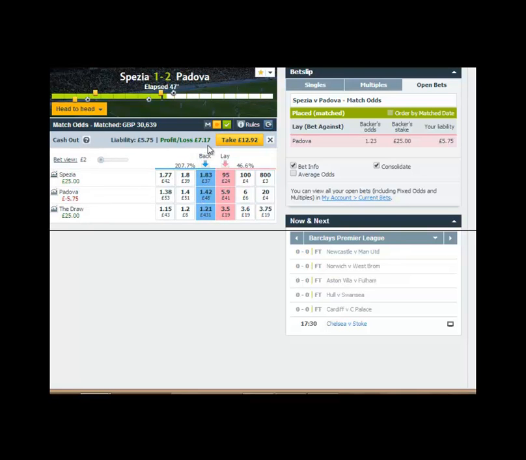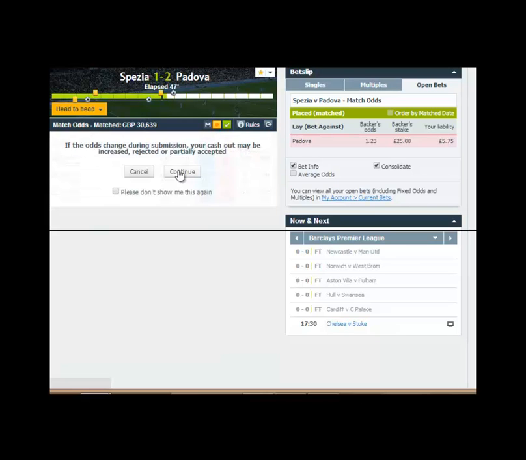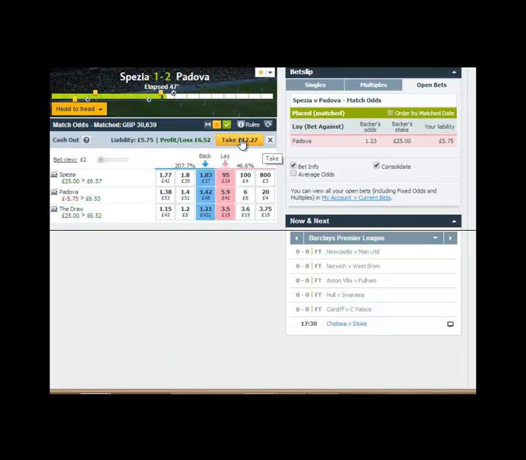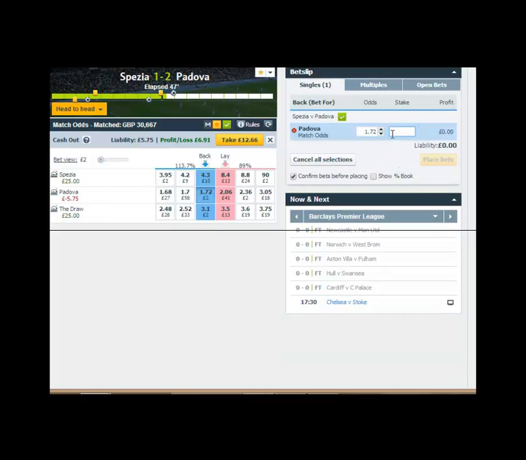And as hoped for, Spezia, the favourite, did actually pull one back after 47 minutes. Very good news for us. I've got the choice here either to clear that red completely, which was £5.75, or I could hedge out by backing Padova at the increased odds. The market hasn't quite settled yet, so I'm not taking the 1.42. Here we go, the market's settling down a bit now: 1.72.